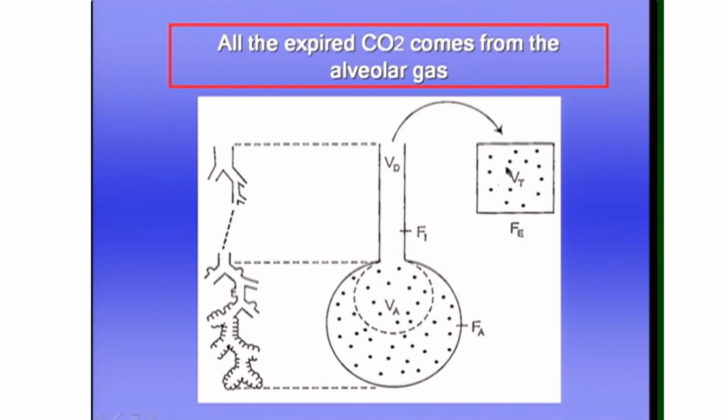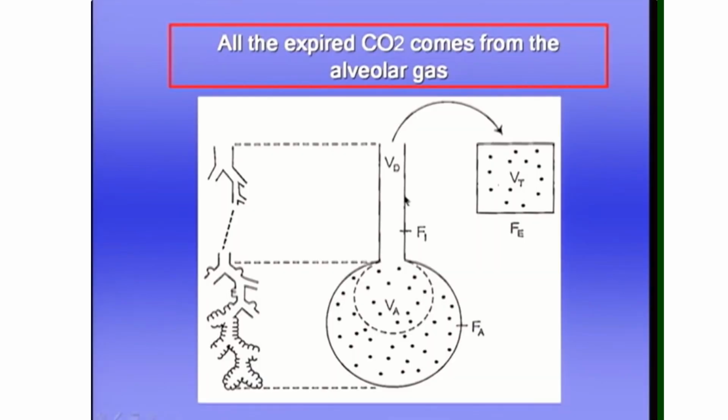As we said before, the expired tidal volume comes both from the dead space and from the alveolar compartment. But, of course, the dead space doesn't contain any CO2. Why? Because the dead space contains the inspired gas from the previous breath left behind in the dead space. There are no alveoli in the dead space, no gas exchange. Indeed, that's why it's called dead. And so there's no CO2 here. So all the CO2 in the expired gas comes from the alveolar compartment.